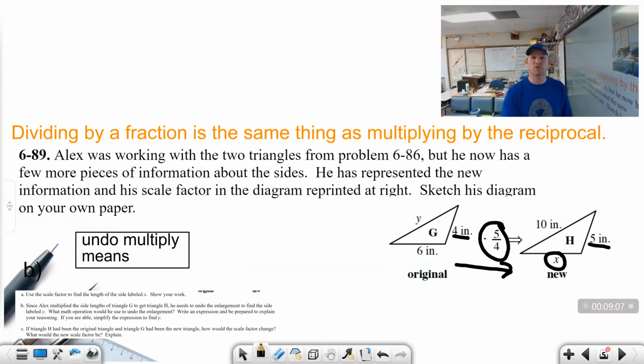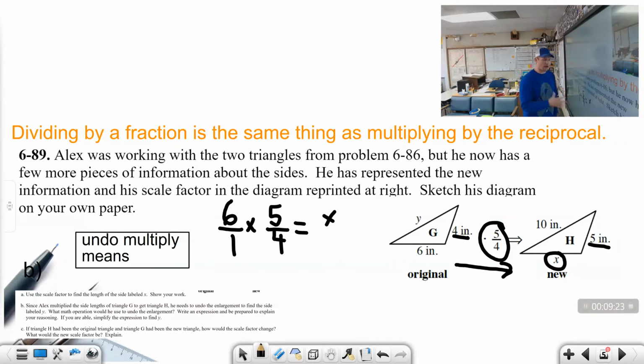We need to pay attention to direction. So I'm going to take my number, 6 times the scale factor, 5/4, and that is going to give me the new number x. Now when you multiply fractions, I set it up like this, so they both have a numerator, they both have a denominator. And you can either multiply first, then simplify, or you can simplify first and multiply.